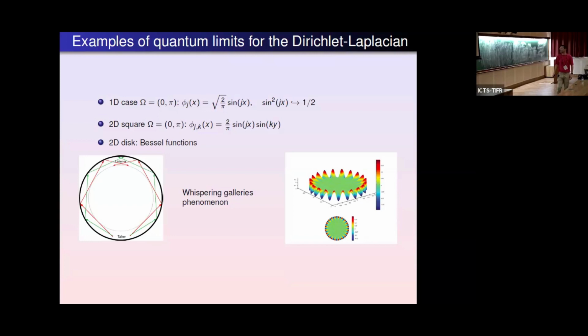And this quantum limit is actually well known because it is the quantum limit that exactly explains the phenomenon of whispering galleries that you all know for sure, right? No? No. So it was described, probably not discovered, but it was described by Lord Rayleigh, 150 years ago, something like that.